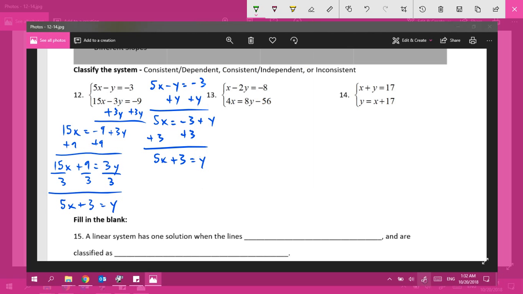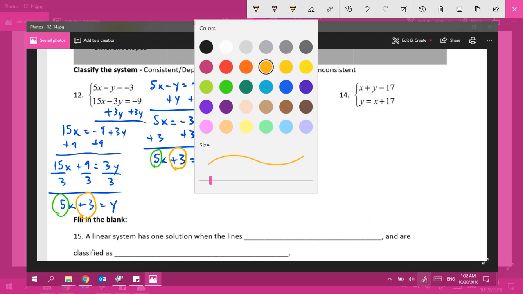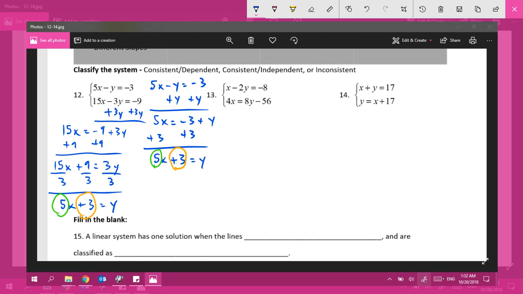And now let's compare our slopes. The slope right here is 5. The slope on my other line is 5. Now let's compare the y-intercepts. Y-intercept is positive 3. The y-intercept over here is positive 3. That's same slope, same y-intercept, which means it's dependent. So my answer is consistent slash dependent.